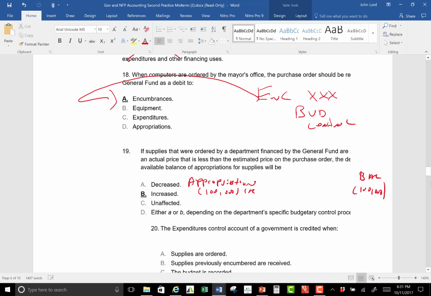Now let's say I order some stuff. So I'm going to put my encumbrance in here, which is a debit. And let's say I order some stuff for, just making the number up here, guys, 70,000.